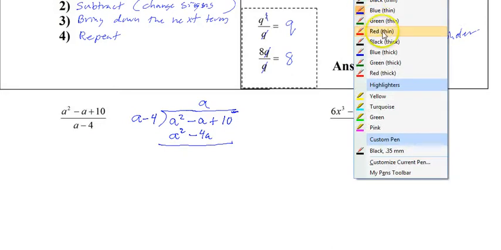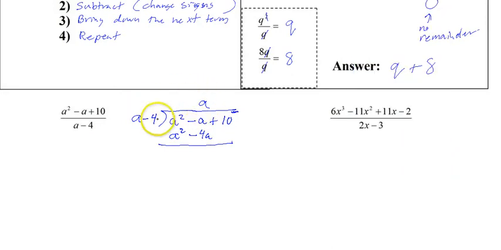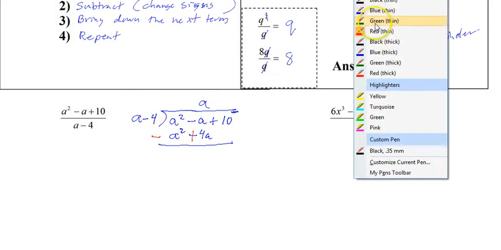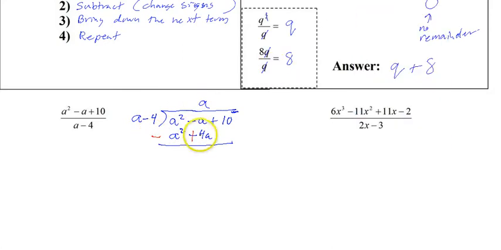Okay, after we distribute, so we distributed, A times A is A squared, that's minus 4A. We now change signs. That's step 2. And then a minus A plus 4 is 3A. And those cancel. And we bring down the 10. And then we repeat it.